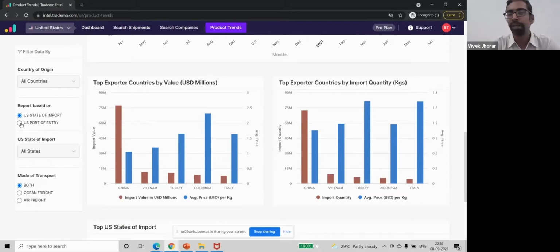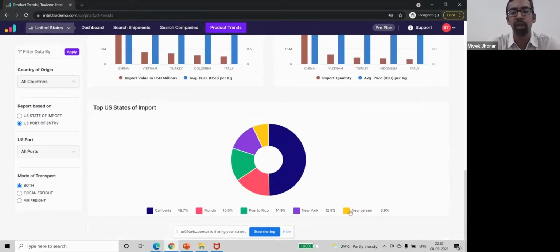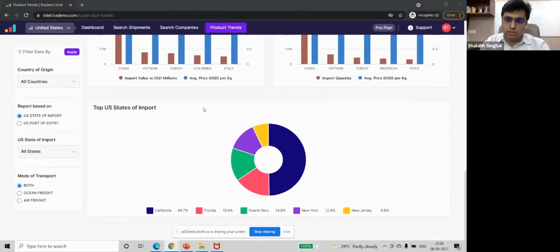Now, coming to, suppose you were making it land at a particular port of entry, and you want to see which were the ports of entry which were really popular for toilet paper over the last 12 months. So again, California is the largest one, but there are other ports, New York, New Jersey, and Puerto Rico, which are importing. So if you're somewhere inland and you know that there are 3 ports which are identical and you're mostly dependent on California, you can always look at choosing a different port as well. So that's one question that I thought was very, very regular. Yeah, I think a very relevant question.